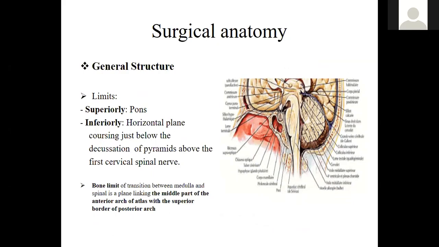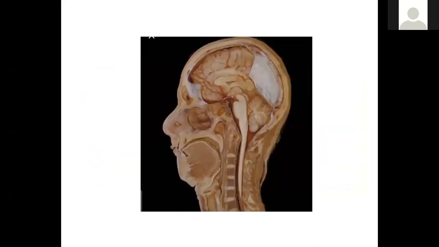You have to note here that the bone limit of the transition between the medulla and the spinal cord is a plane linking the middle part of the anterior arc of the atlas with the superior border of the posterior arc. So here we can see again the limits of the medulla oblongata. We have the superior limit here with the pons, and the inferior limit at the level of the first cervical spinal nerve, a horizontal line going through the first cervical spinal nerve, which you can see here well, but we have our medulla oblongata right here.